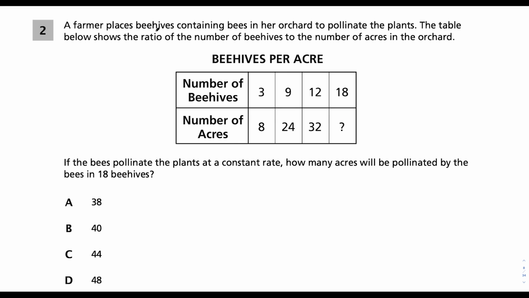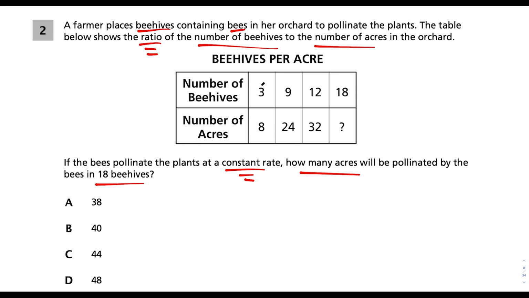So question 2, we have a farmer places beehives containing bees in her orchard to pollinate the plants. The table below shows the ratio, that's the $1 million phrase right there, of the number of beehives to the number of acres in the orchard. And the bees pollinate the plants at a constant rate. How many acres will be pollinated by bees and 18 beehives?